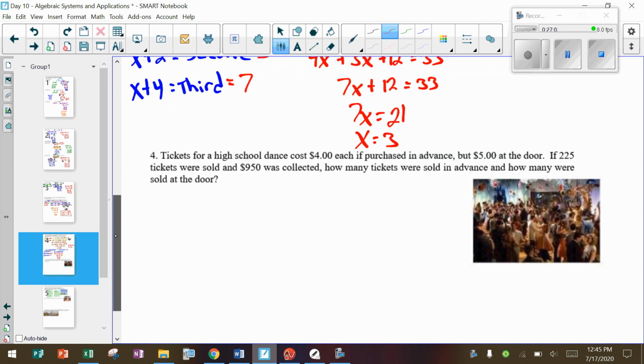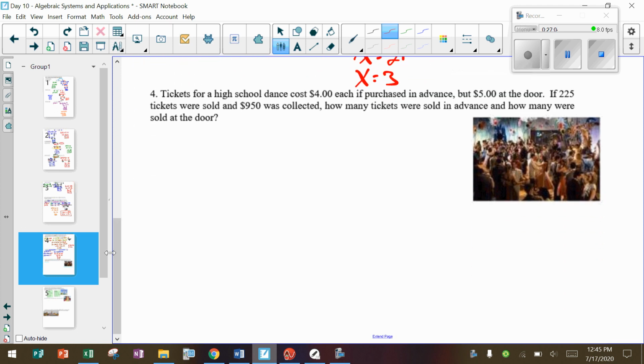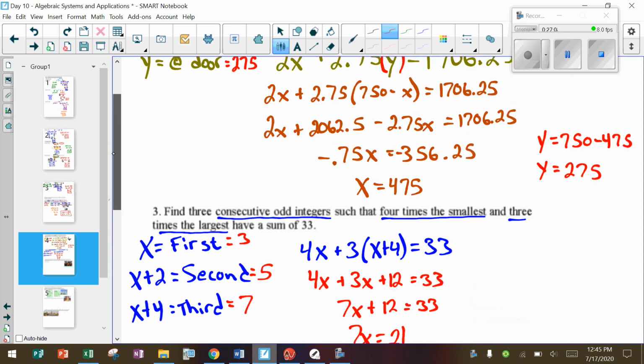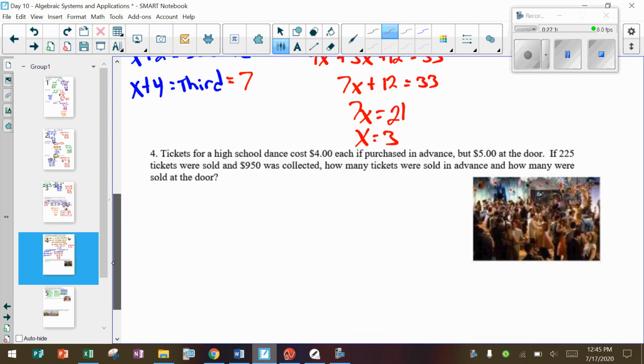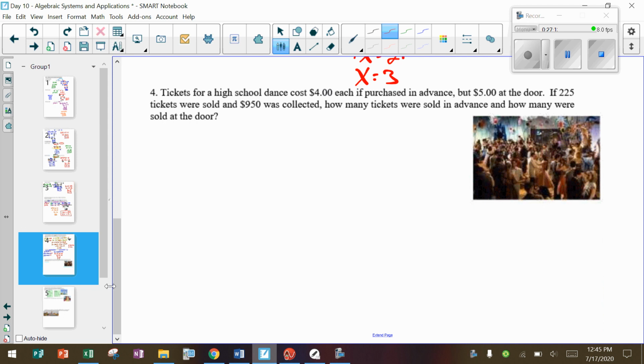All right, so number 4 is another question about tickets, similar to what we did at the top of this page with question number 2. So I would like you to read it and try to do it all on your own, and then come back and we'll see how you did.